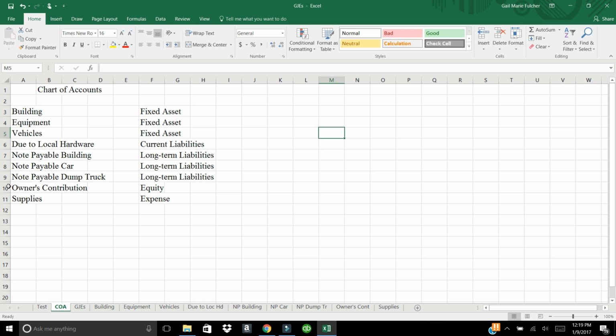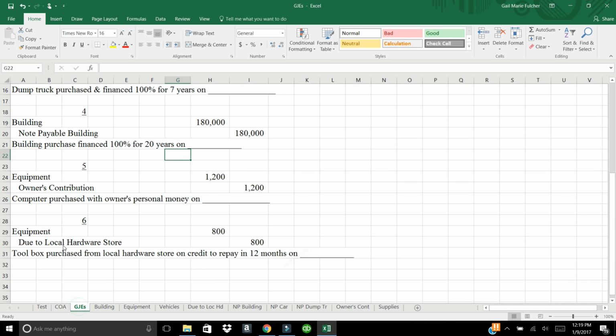The owner's contribution belongs in the equity section of your balance sheet, and supplies belong in the expense section of your income statement. So if you had any trouble here, or if you have any questions, please leave me a comment. Now let's go on to the general journal entries.